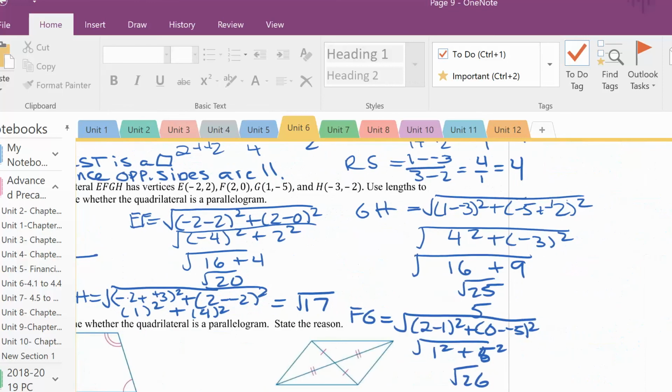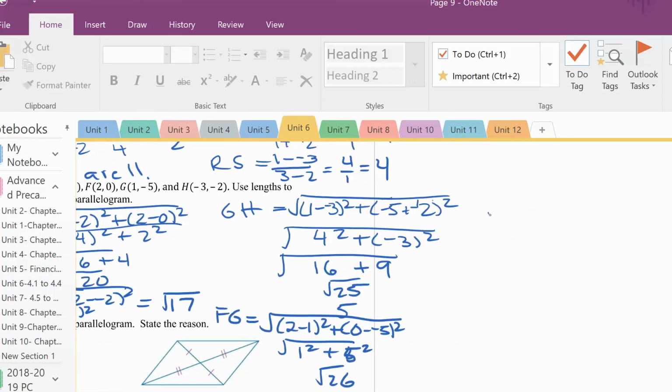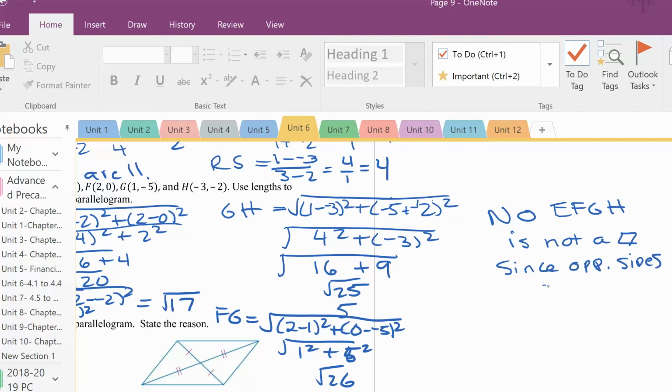So, when answering the question, you would say, no, EFGH is not a parallelogram since opposite sides are not congruent.